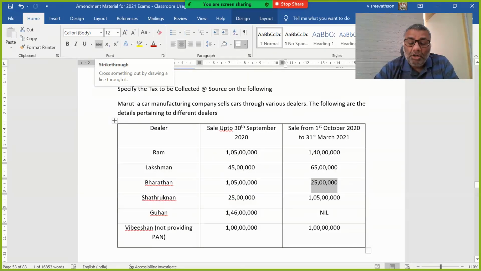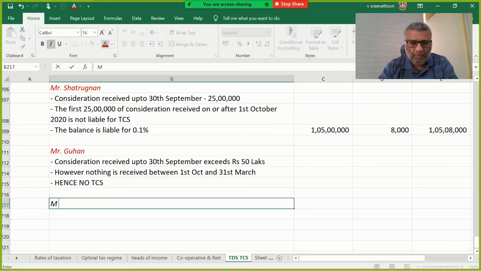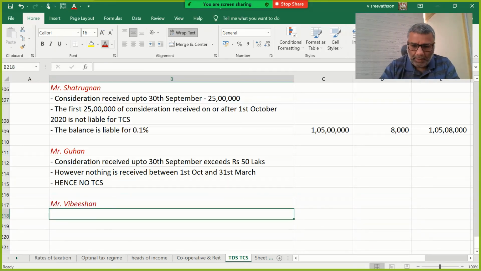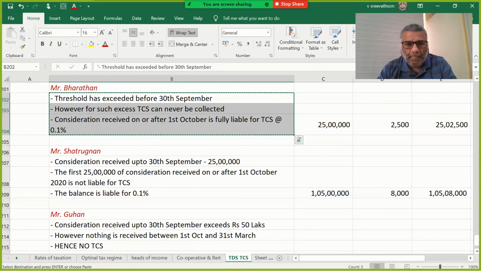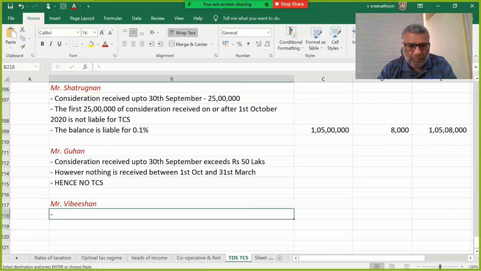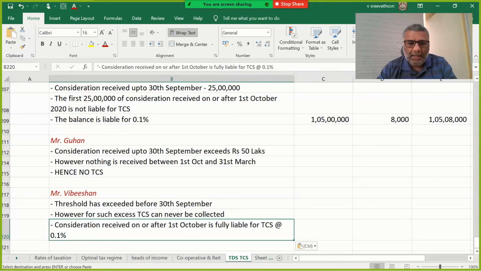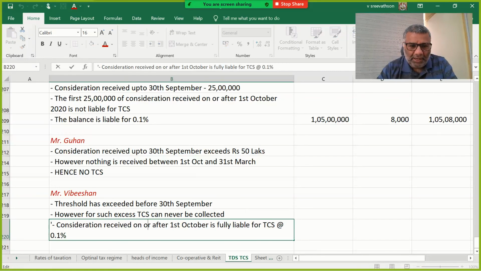Mr. Vibhishan not providing PAN. So I take this part. Consideration on a factor is liable for a TCS of 1%, since PAN is not provided.